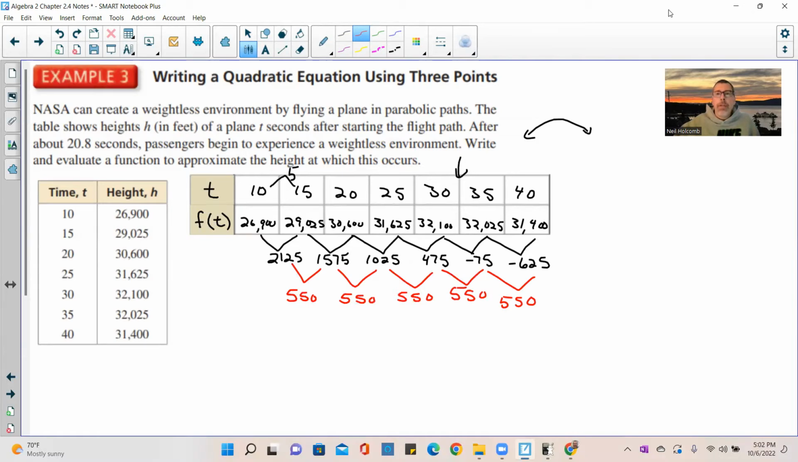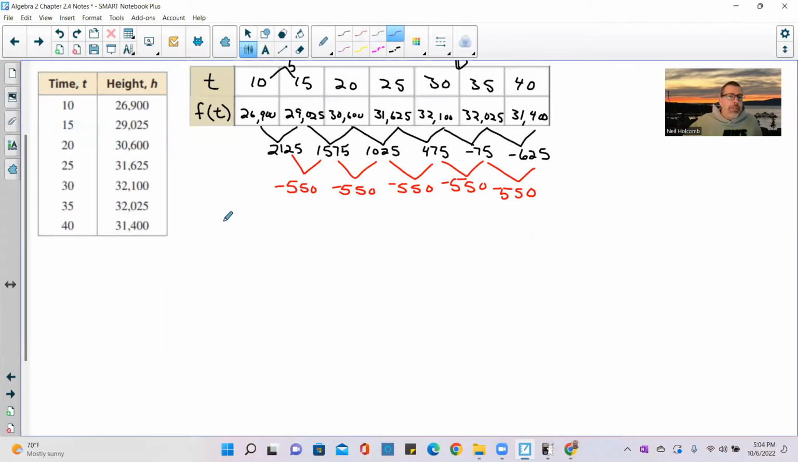Okay. So I'm going in and I'm decreasing each time, so I should have negatives here. We're subtracting 550 each time. So let me do that. Okay, so now we have to come up with the equation, and since this is h and this is t, we're going to do h of t. And that's going to equal a times t squared plus b times t plus c.